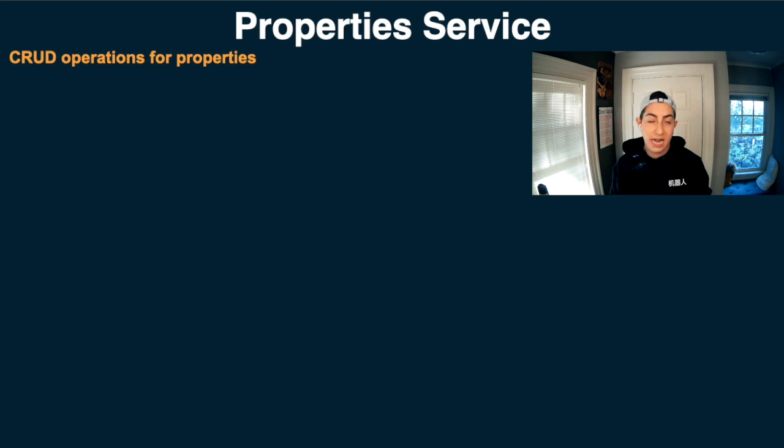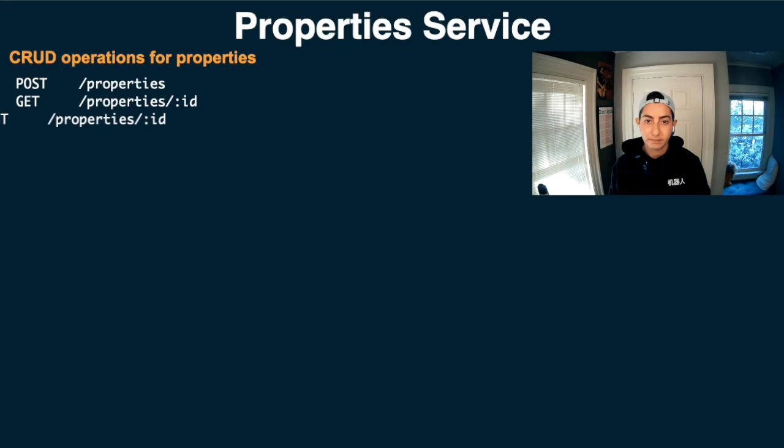This might be the API, the system API for the property service. So here we have a POST route to /properties to create a property. We have the GET route to /properties and then ID to get a specific property. We have a PUT, which would be an update, to /properties, also ID, so that we can update the different properties even after we've posted them. And we also have the DELETE, of course, which would remove the property entirely.